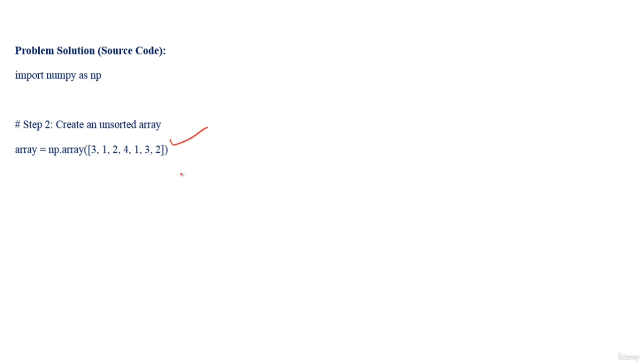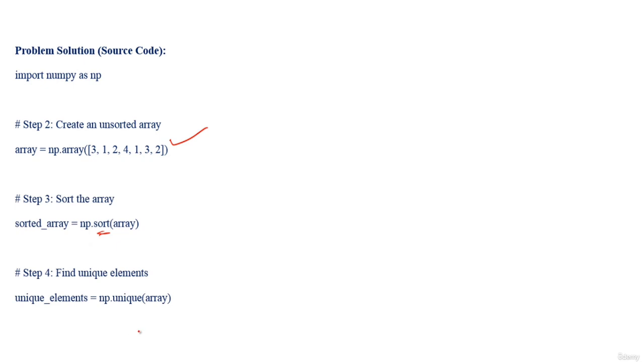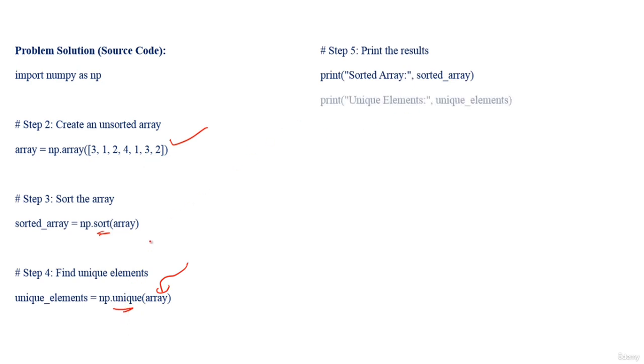This is an array. There are different elements. You can see that there are some duplicate elements, and actually this is an unsorted array. I will sort the array using the sort method and then find unique elements. To find unique elements, you have to use the unique function and provide the array for which you want to find unique elements. It will show the different unique elements to the user. So unique elements and the sorted array, two results you will get.